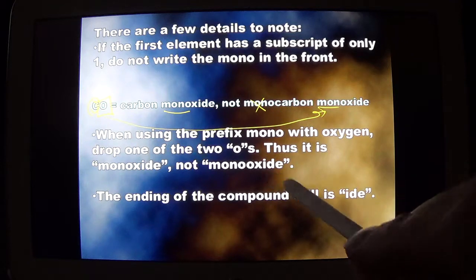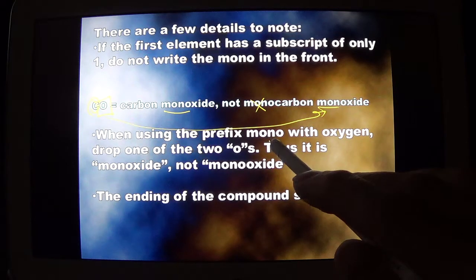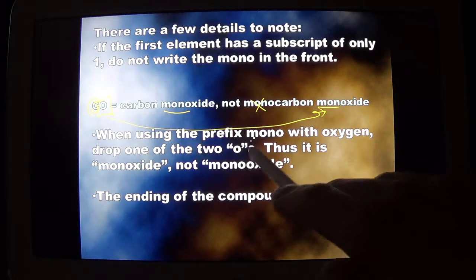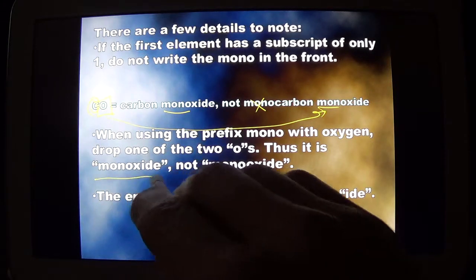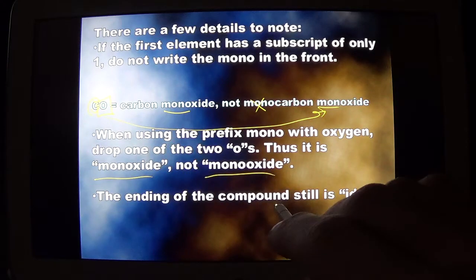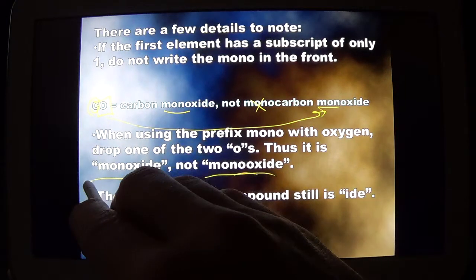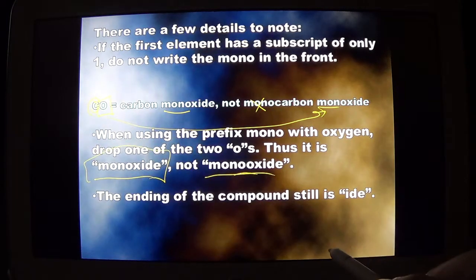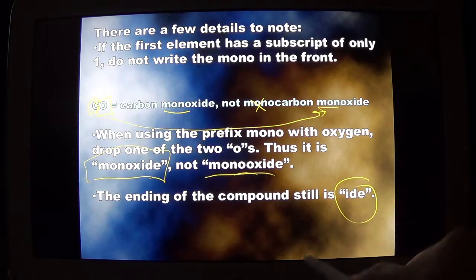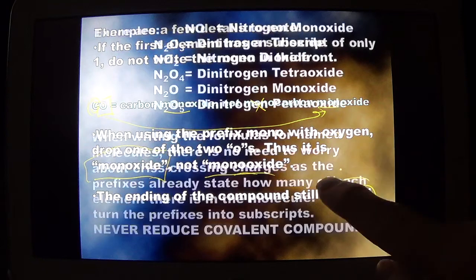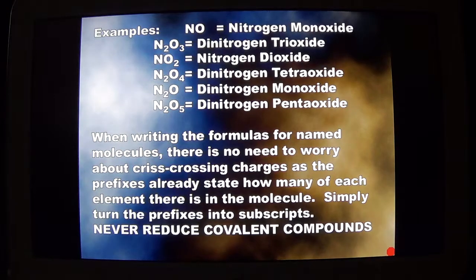Now also, just so you know, when we put mono with oxygen, we normally drop one of the two O's so that we can say monoxide, not monooxide. It just sounds better to say monoxide. We do still end covalent compounds in the word "ide," so be sure you expect that. So let's look at some examples.